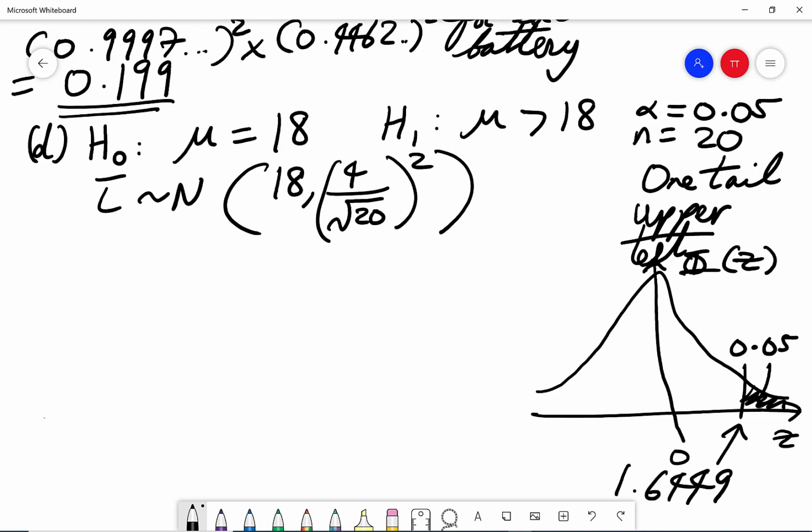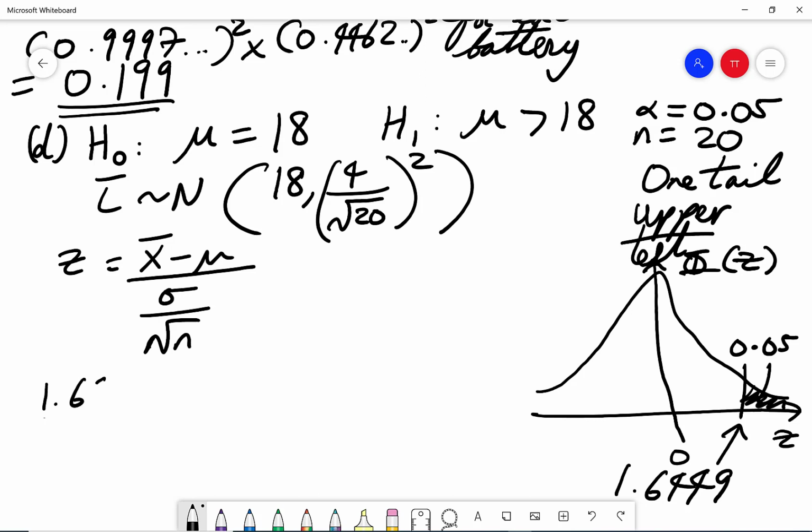Now this is the same value you get in your percentage points distribution table in the formula booklet. If you want to use the true value, you can. I'm just going to round it to 4 decimal places, and it's positive because it lies on the right hand side because it's greater than. So we're going to say that z equals x bar minus mu, over sigma over root n. That's the formula we're going to use. So we know what z is. Z is 1.6449.